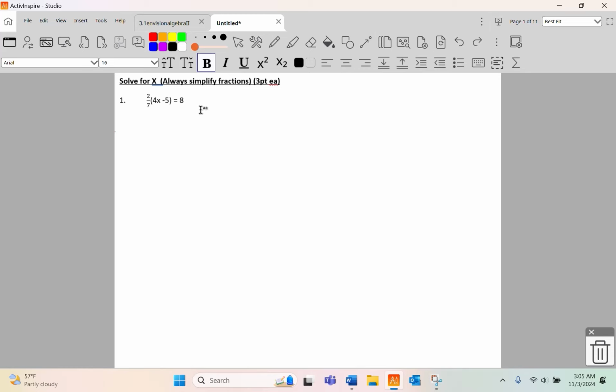So you can look at the clock right here. It's 3:05 a.m. So why not do some math? All right. So here we have the first one, solve for x.